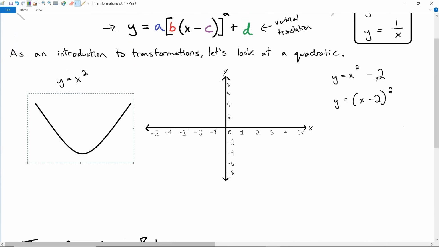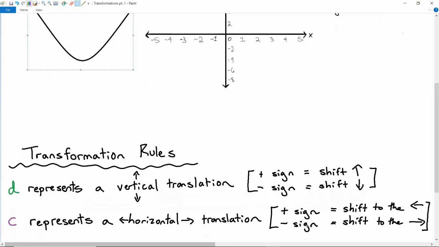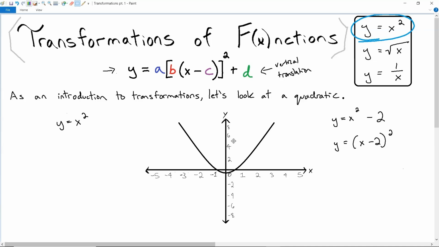So when d was negative, we had a shift downwards. So our value got more negative. However, with c, when we have a negative value, our x value actually becomes more positive. So again, x squared minus 2, our y values became more negative because it was a downward shift. X minus 2 squared, meaning we have a c value, was a shift 2 units to the right, making our x values more positive. So here I will say c is a horizontal shift or translation.